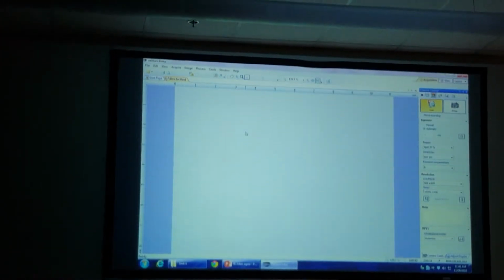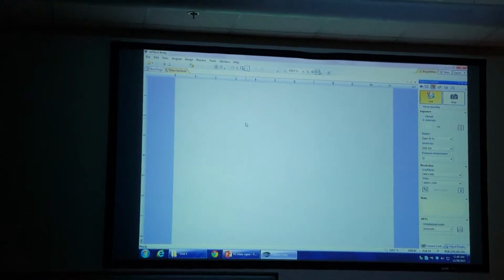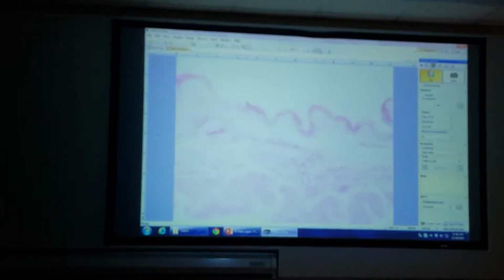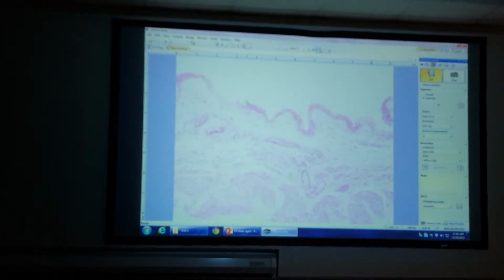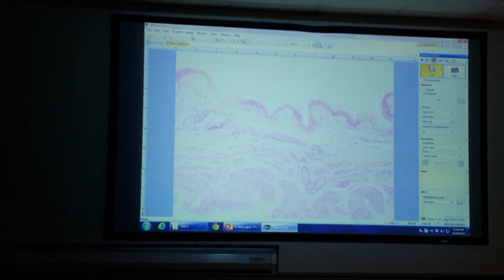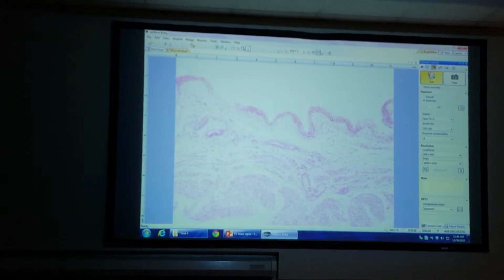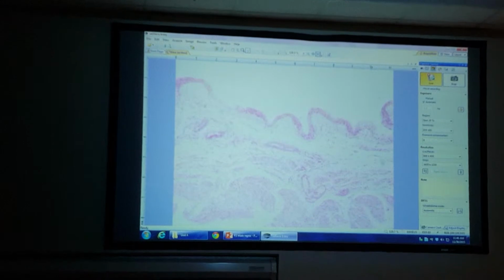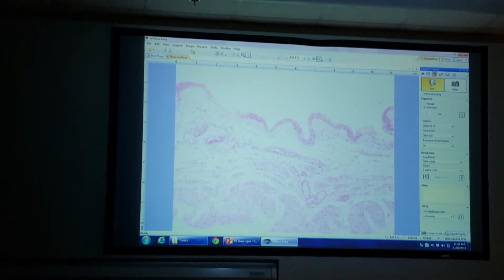Let's do the bladder slide next. Alright. There's the bladder slide. What am I seeing as this first layer here? Transitional epithelium. How about this layer here? Lamina propria again. You've again got this loose connective tissue, lamina propria. What about down here?